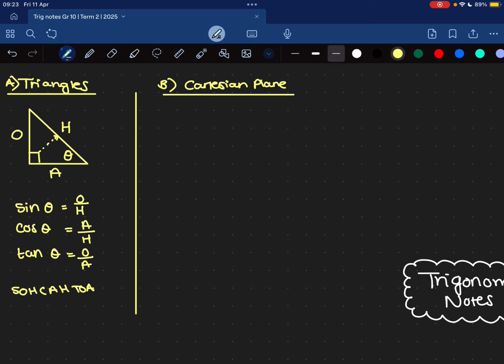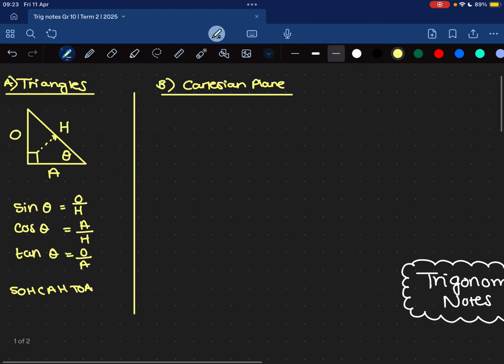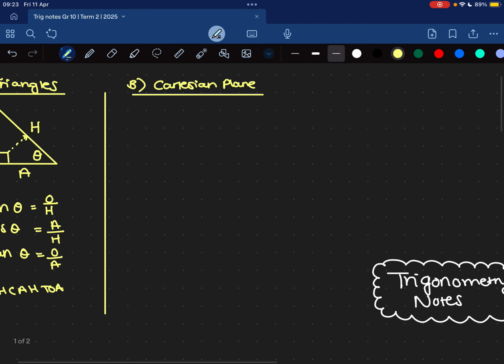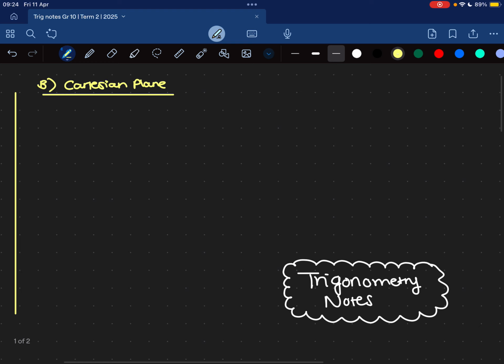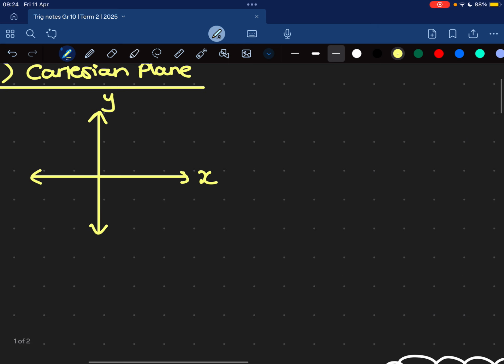So just triangles. But as soon as we start going into the Cartesian plane, we use a different set of ratios. So on our Cartesian plane, we have the two axes, the y and the x. And we said that if I draw a line in this Cartesian plane to make an angle theta, then I would make a right angle triangle.